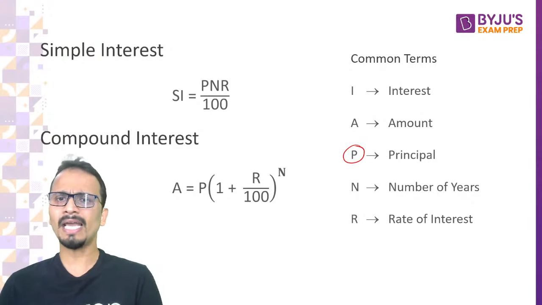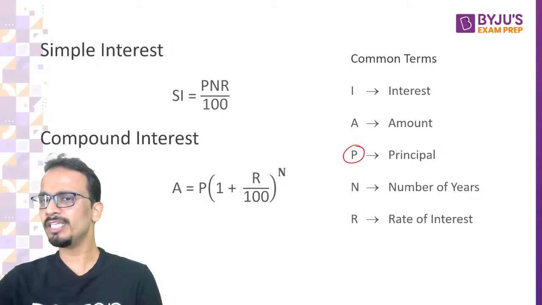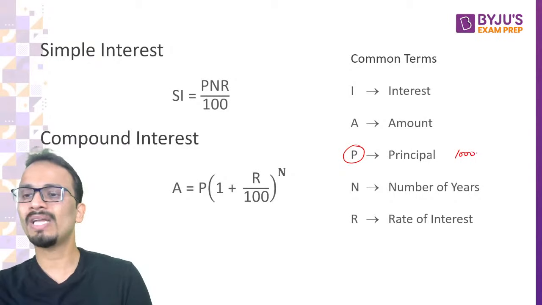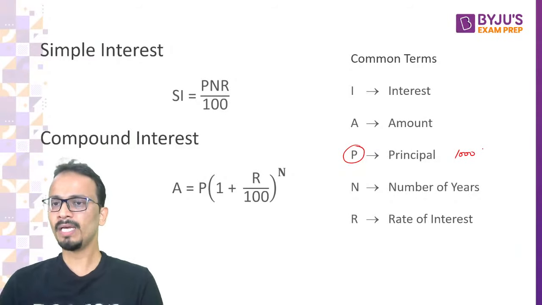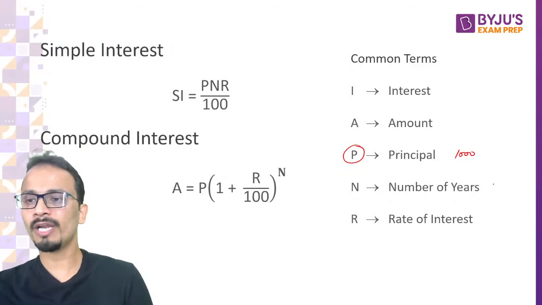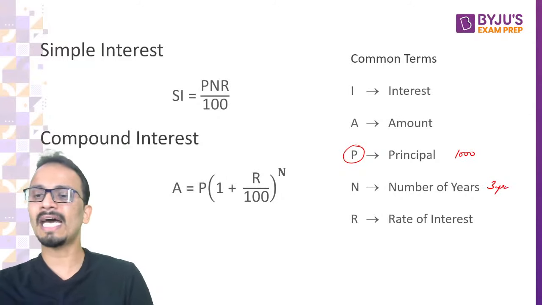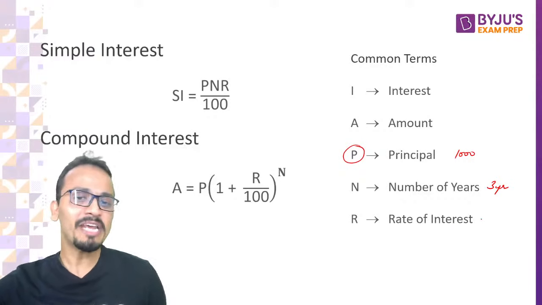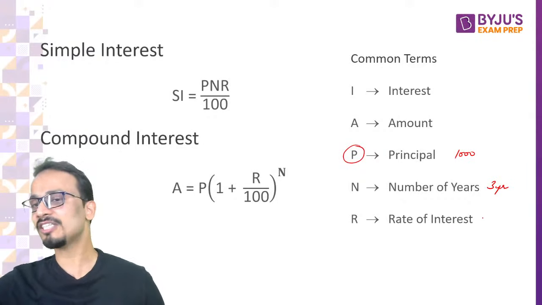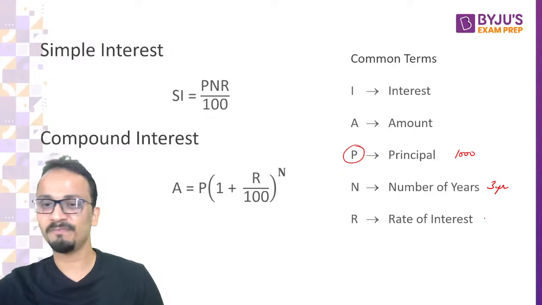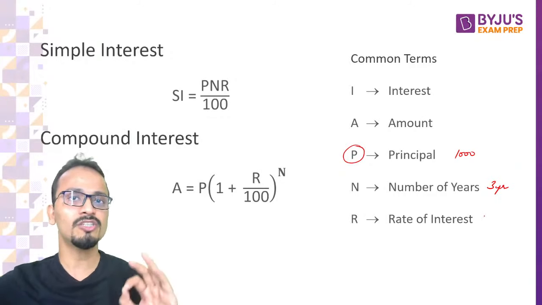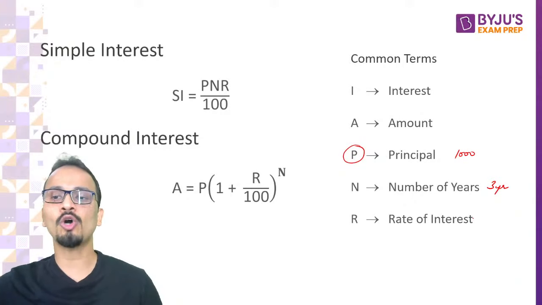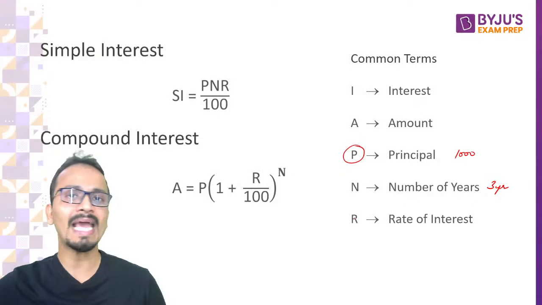So let's say I lend some money to you. I lend 1000 rupees to you, so 1000 will become the principal. Now you have taken a loan from me for, let's say, 3 years. That will be the time period. Obviously, when I take my money back, I'll take some extra money. I'll earn something because I have lent you that money. Now, the percentage at which my money will grow is called the rate of interest and is denoted by capital R.